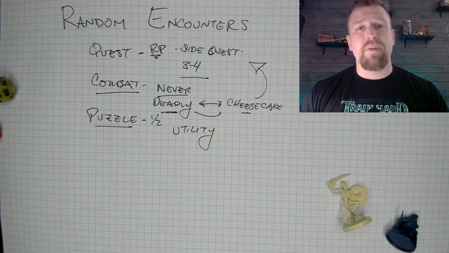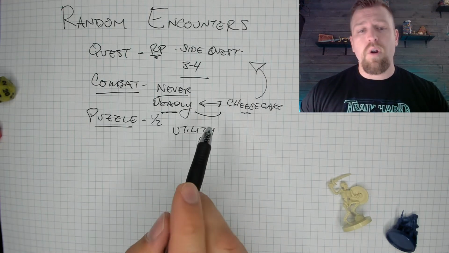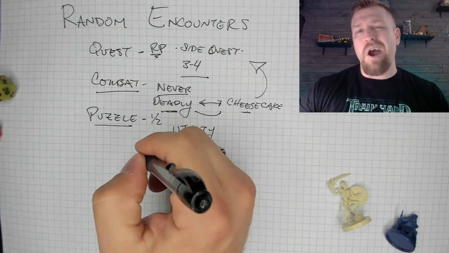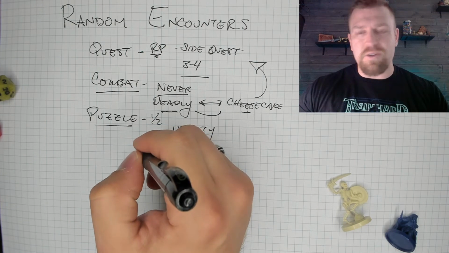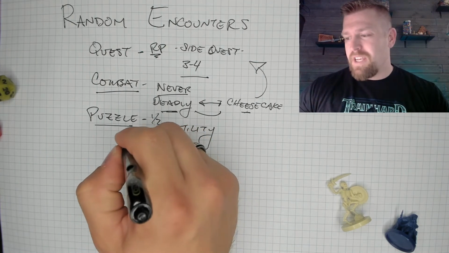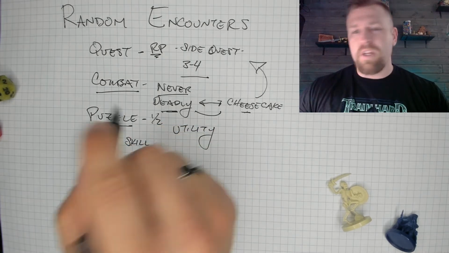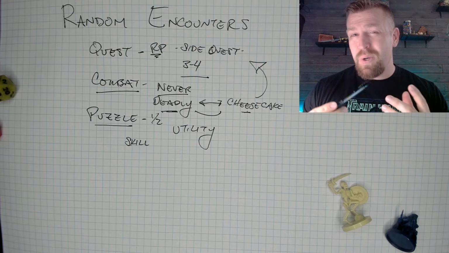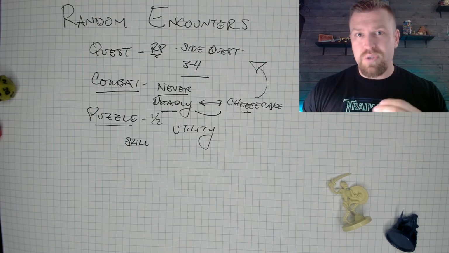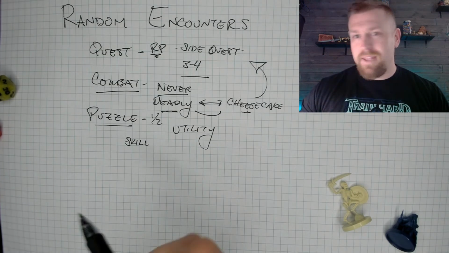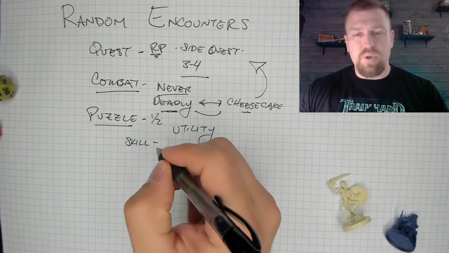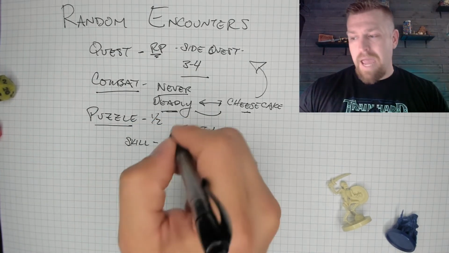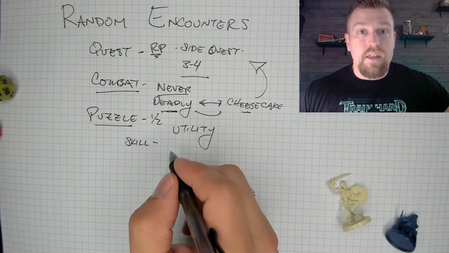The third type of random encounter is the puzzle encounter, or we could call it a utility encounter. These are opportunities for our players to use their skills. How often does a player make a cool utility skill build and then we never really give them the opportunity to use those skills? This is the time to let them shine, right? You've got some utility cleric or the rogue, right? This is the type of encounter where we should be letting them shine.